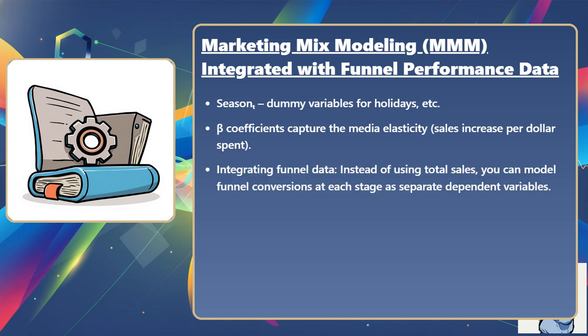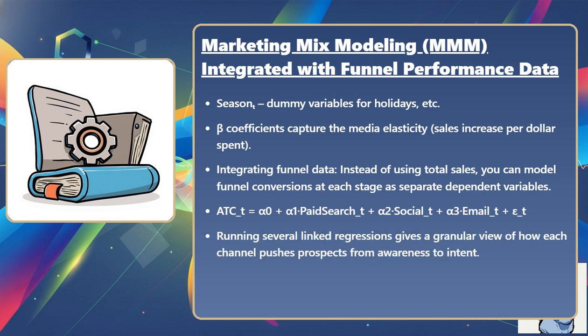Integrating funnel data. Instead of using total sales, you can model funnel conversions at each stage as separate dependent variables. AddToCart_t = α0 + α1 × PaidSearch_t + α2 × Social_t + α3 × Email_t + ε_t. Running several linked regressions gives a granular view of how each channel pushes prospects from awareness to intent.